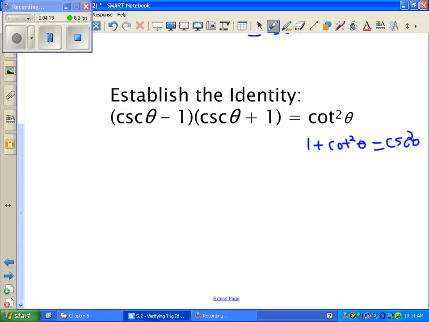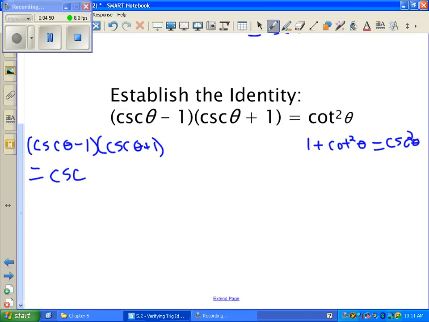Okay. So I need to see if I can somehow get this, and I see, well, I'm going to end up with a squared if I FOIL these, multiply them together. So I'm going to go ahead and multiply these two binomials. Start out with my original left-hand side because it is the most complicated side. And I am going to say that that is equal to cosecant squared. Whoops, sorry. Got a little ahead of myself there.